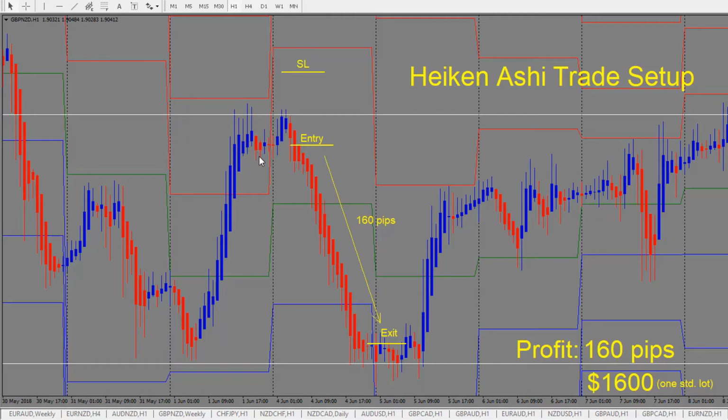Here, the candlesticks do change color, but they're quite small. So we are looking for a good size candlestick. So once we get a couple of good sized candlesticks, they have changed color to red. Now we know that price is likely to drop. So we enter our trade short here after we get two solid red candlesticks.